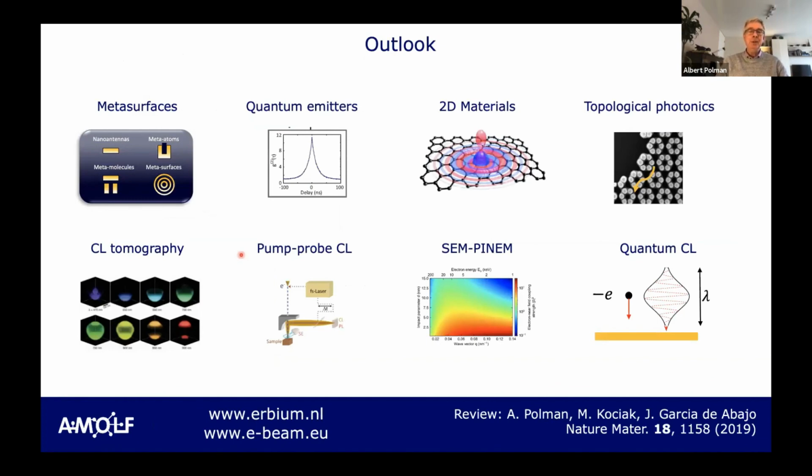So with that, where is this all going? We see metasurfaces, these antennas, these plasmonic structures. This is how we got started. Quantum emitters with bunching, 2D materials and topological photonics are really interesting to look at because of the high spatial resolution. Tomography, pump probe, and what I showed you at the end.